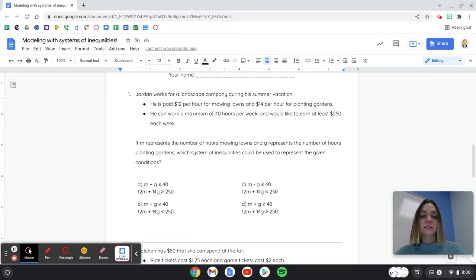If M represents the number of hours mowing lawns and G represents the number of hours planting gardens, which system of inequalities could be used to represent the given conditions?